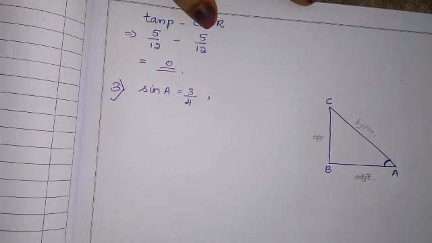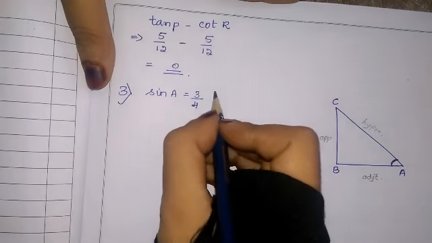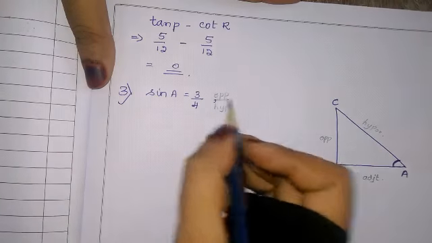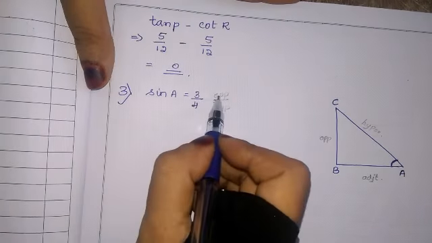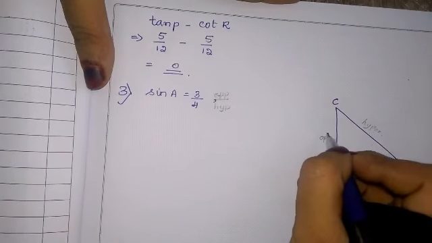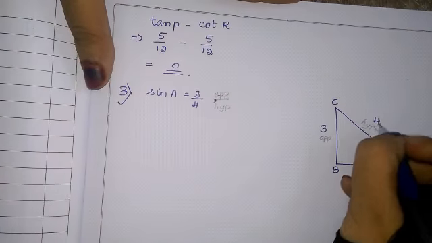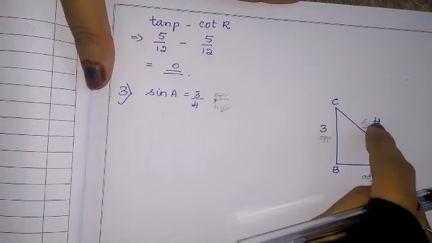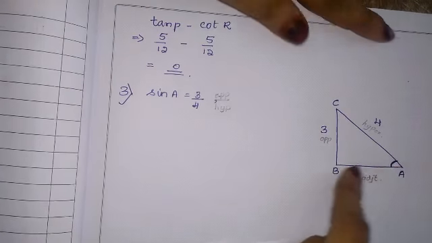Okay. Now sin A means opposite upon hypotenuse. Opposite is 3, hypotenuse is 4. So sin A is 3 by 4. Opposite 3, hypotenuse 4, according to the question. Now we need to find the adjacent.